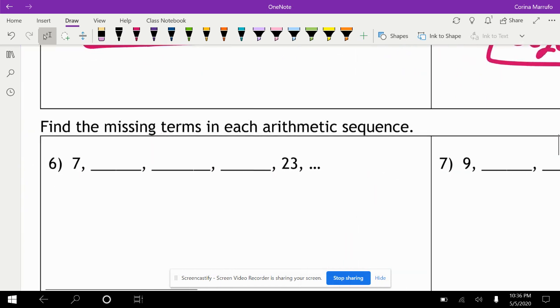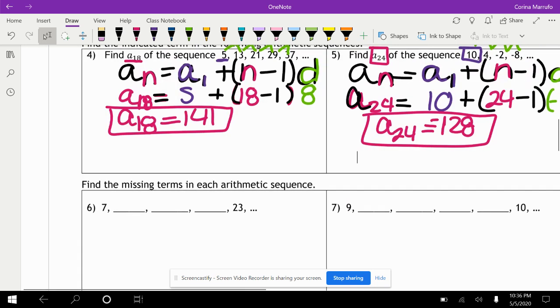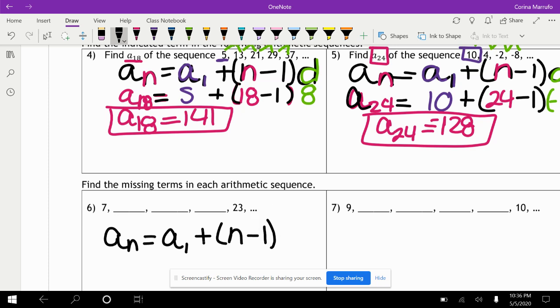So here it says find the missing terms in the arithmetic sequence. So we're looking for these missing terms. In order for us to find those missing terms, we need to figure out what the common difference is. So I'm going to copy my formula down. a sub n equals a sub 1 plus n minus 1 times our common difference, okay?